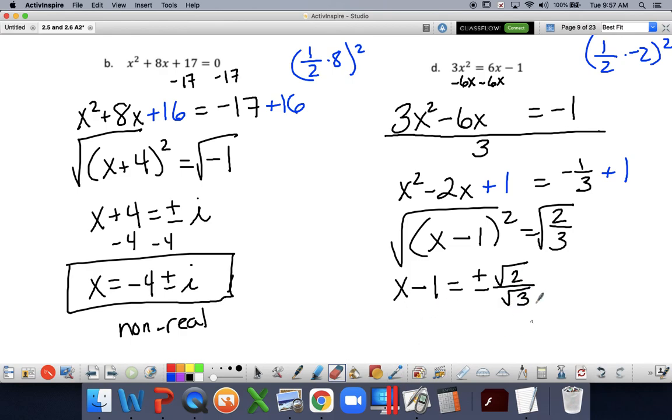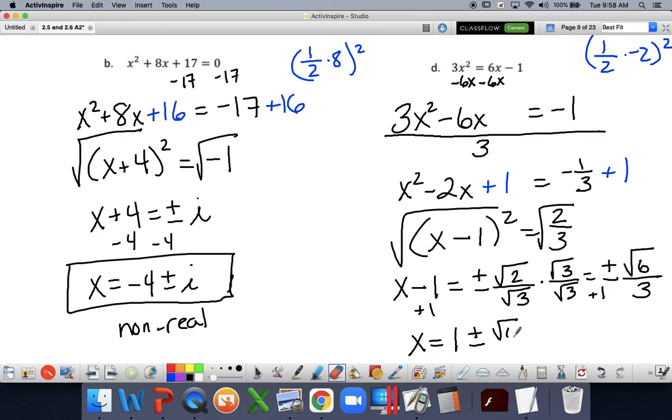I write it out that way because I'm not allowed to have a radical in the denominator, so I'm going to have to multiply. So I get positive or negative square root of 6 over 3, and then I have to add 1. So I get that my final answer is 1 plus or minus the square root of 6 over 3. And since that does not have any i's in my answer, it represents 2 real solutions.